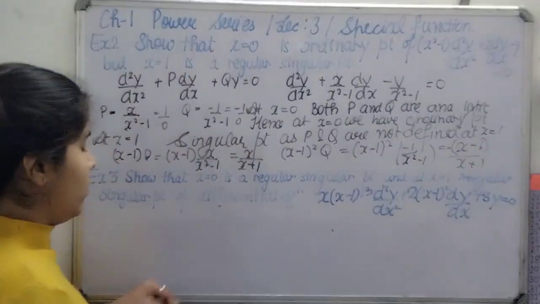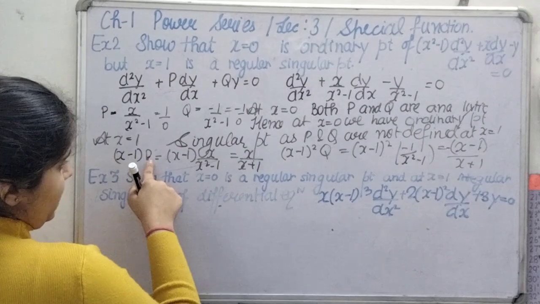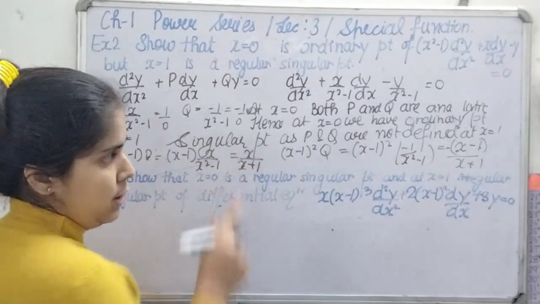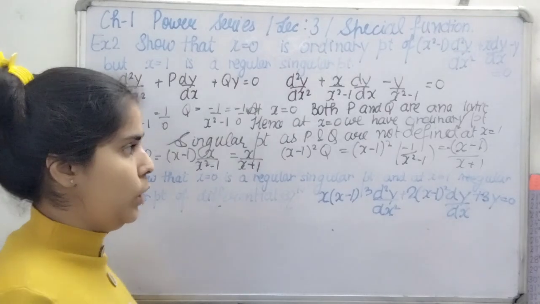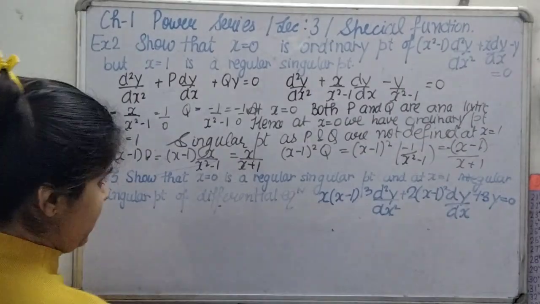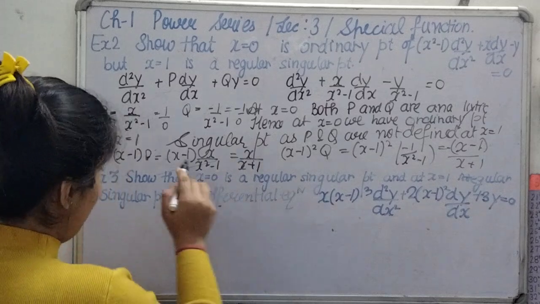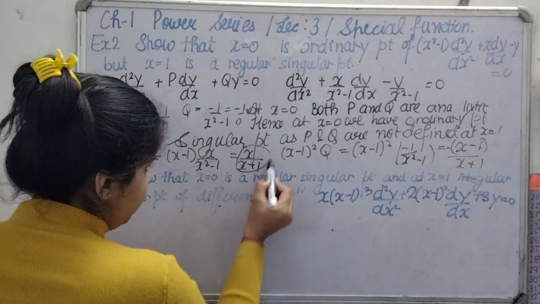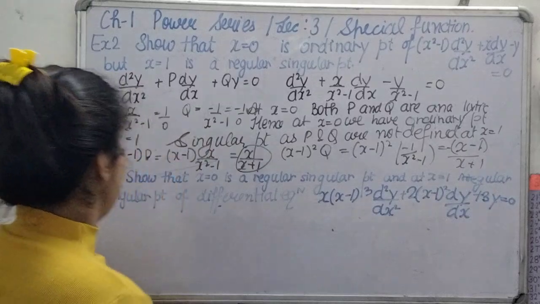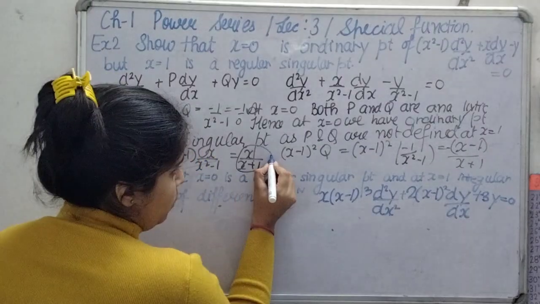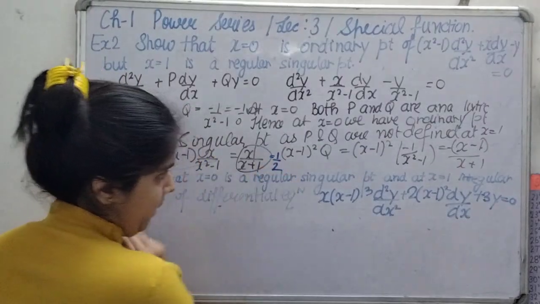Now we will check that x minus 1 p and x minus 1 square q are analytic or not. If they are analytic, then it is a regular point. If they are not analytic, then it is an irregular point, means it is not regular. So now we will see these both functions at x is equal to 1. So at x is equal to 1, let us check, it will come 1 by 2.